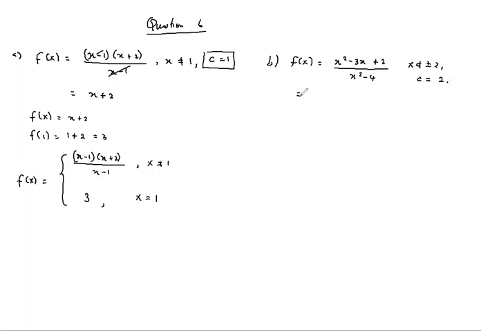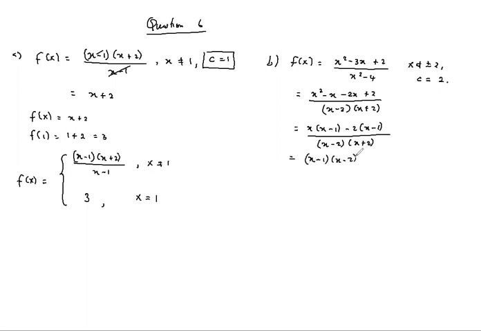So if you define your function there, you can factorize the top one by having x squared minus x minus 2x plus 2 over x minus 2 x plus 2. Difference of two squares down there. Then on top we have x minus 1 minus 2 x minus 1 over x minus 2 x plus 2. So you get x minus 1, x minus 2, over x minus 2, x plus 2. So we are interested that c is equal to 2.